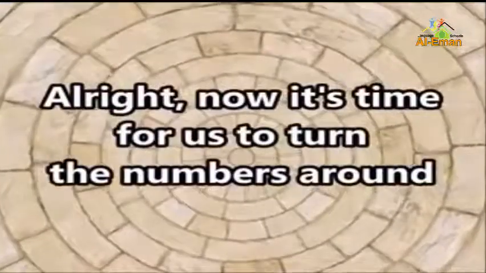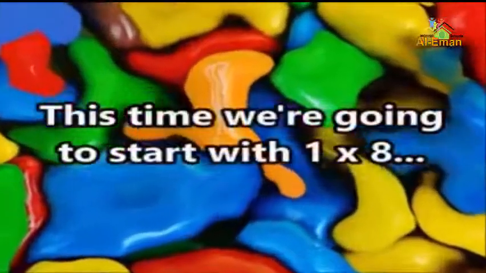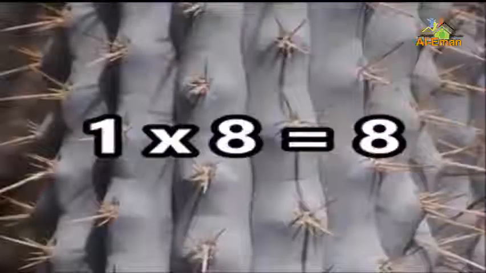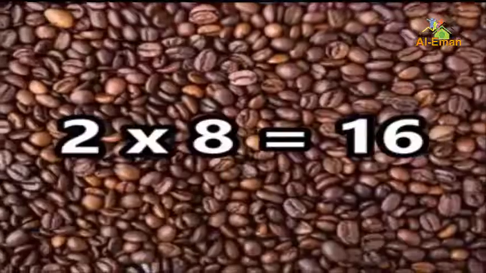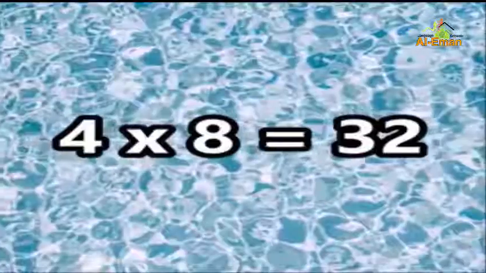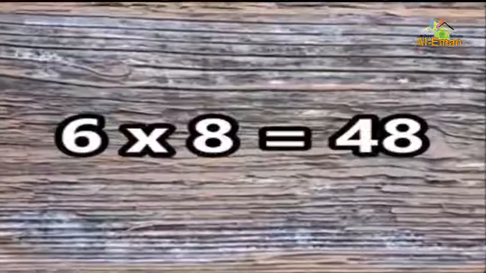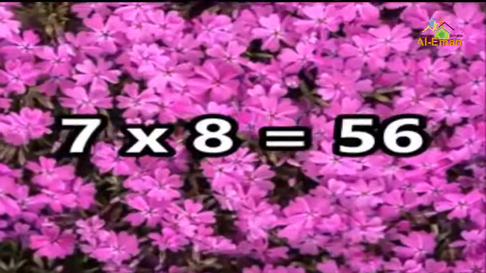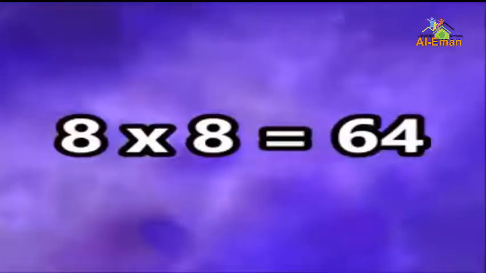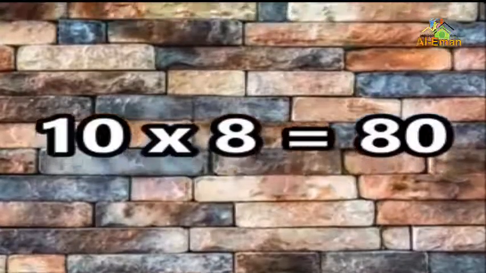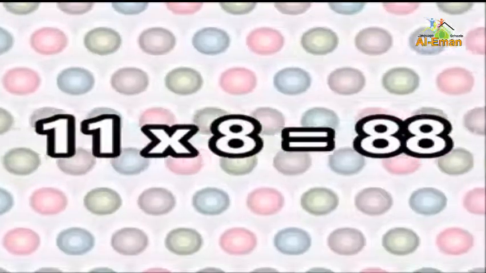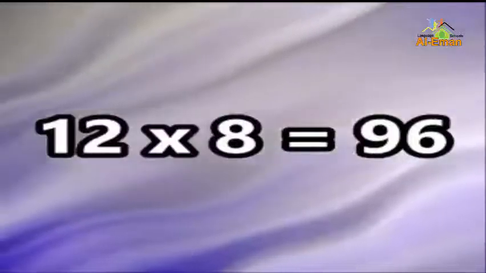Alright, now it's time for us to turn the numbers around. This time we're going to start with 1 times 8 and go up to 12 times 8. Are you ready? Here we go. 1 times 8 is 8. 2 times 8 is 16. 3 times 8 is 24. 4 times 8 is 32. 5 times 8 is 40. 6 times 8 is 48. 7 times 8 is 56. 8 times 8 is 64. 9 times 8 is 72. 10 times 8 is 80. 11 times 8 is 88. 12 times 8 is 96.